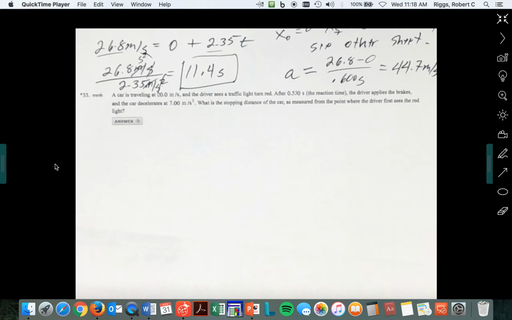but anyway, the driver applies the brakes. Okay, so he goes for 20 meters per second for 0.53 seconds before he even starts to decelerate. All right, applies the brakes, and the car decelerates at 7 meters per second squared. Is that positive or negative? Decelerates. Yeah, there you go. What is the stopping distance of the car, measured from the point where the driver first sees the red light? Well, we've got two distances. We got the distance going at a constant velocity of 20 meters per second for 0.53 seconds, and then we've got the distance of him stopping, when he actually applies the brakes and decelerates.